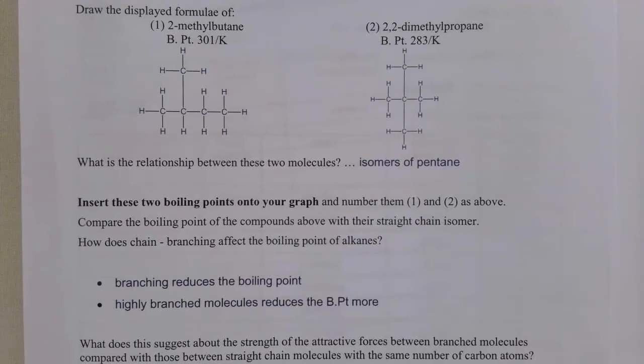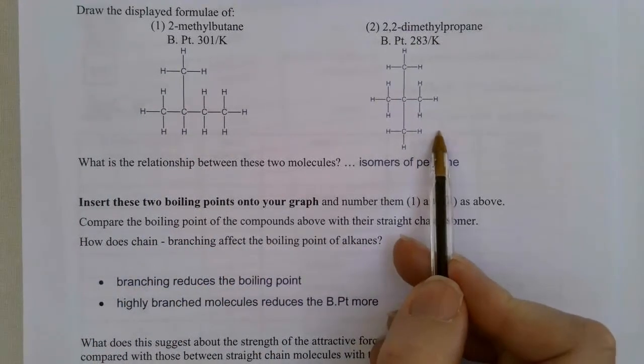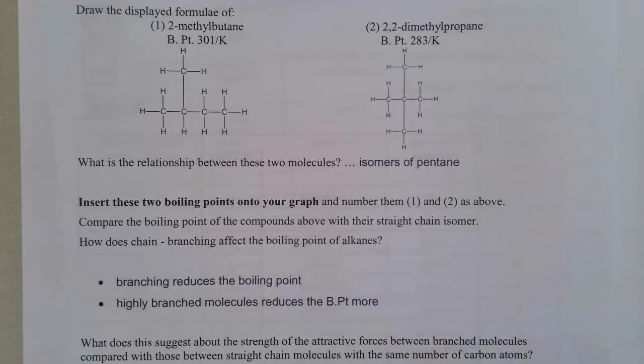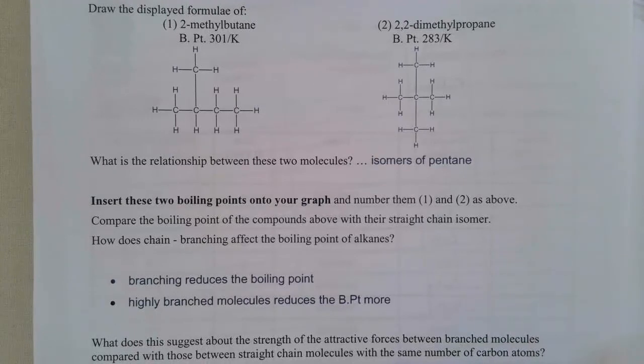So on the next page of the notes, we're looking at two isomers of pentane. We're looking at 2-methylbutane and 2,2-dimethylpropane. They both have the same numbers of carbons and hydrogens, but they have slightly lower boiling points than their straight-chained counterpart. And the reason for that is branching. So the more branches a molecule has, the lower the boiling point is going to be. The reason for that is there are weaker forces of attraction because the molecules can't pack efficiently together.